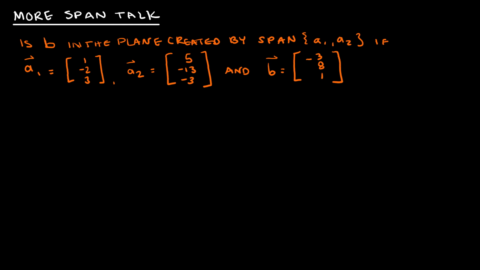Now that we know what a span is, let's take a look at this question. It says, is B in the plane created by the span A1, A2? And then it gives us A1, A2, and B. This looks like a question that we haven't done before, and yet this is exactly a question that we've done before. Not the same values, but essentially what this is saying is, is there some C1 that I can take times this vector, and is there some other scalar that I can take times this vector that gives me B?